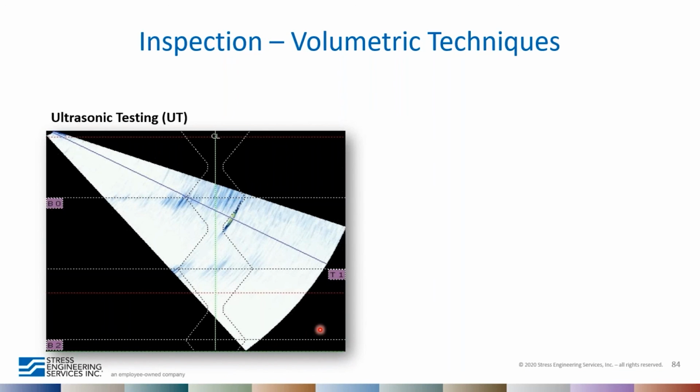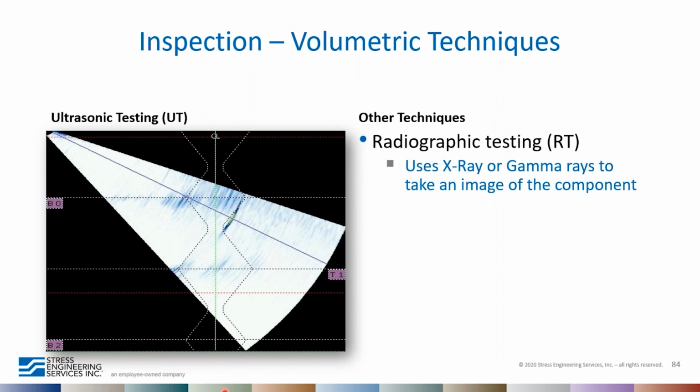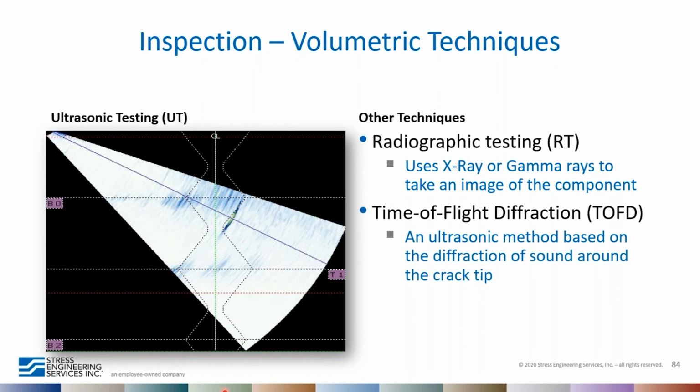We also have volumetric techniques such as ultrasonic testing. That can be shear wave or angle beam testing, and it can also be phased array testing. These use ultrasound and the reflections from ultrasound in the specimen to detect the presence of cracks and also to size the cracks. These techniques are always advancing and provide a great means for evaluating flaws. We also have radiographic testing. This is basically an X-ray image of the component. This is often done on brand new pressure vessels to detect the presence of flaws. Time of flight diffraction is another ultrasonic method based on the diffraction of sound around the crack tip. It can be used for sizing cracks as well.